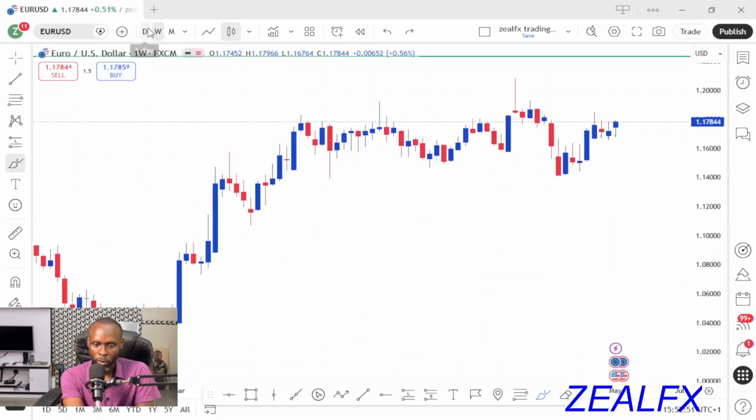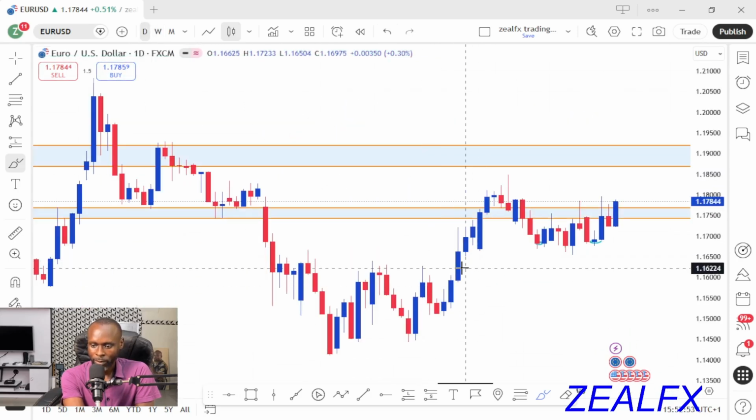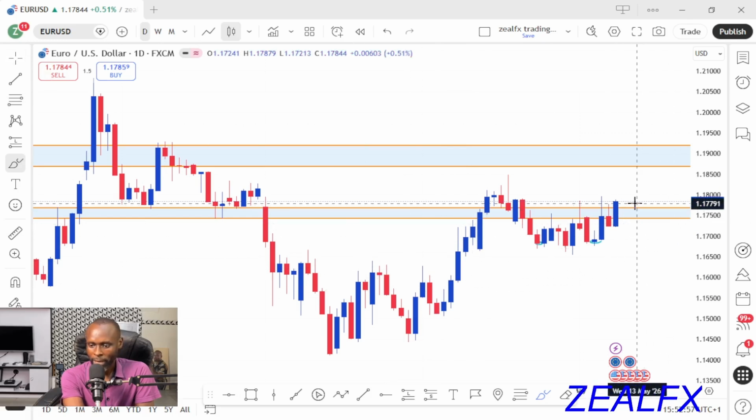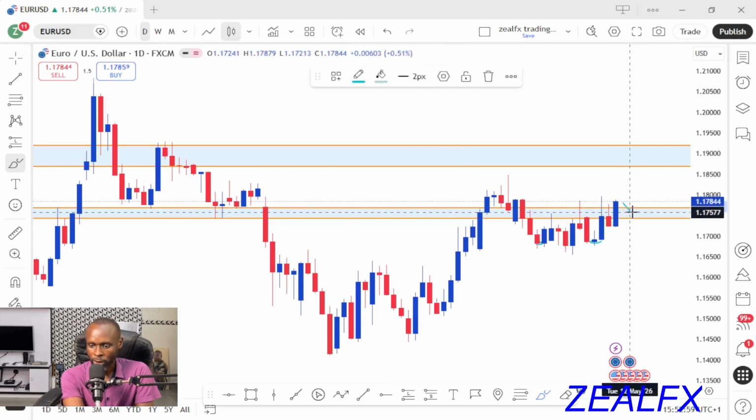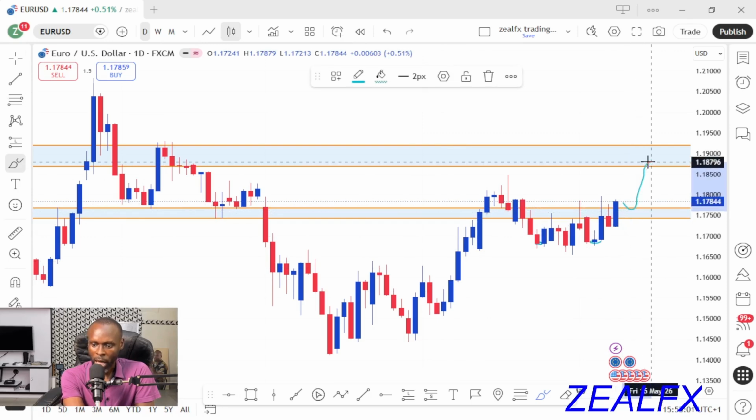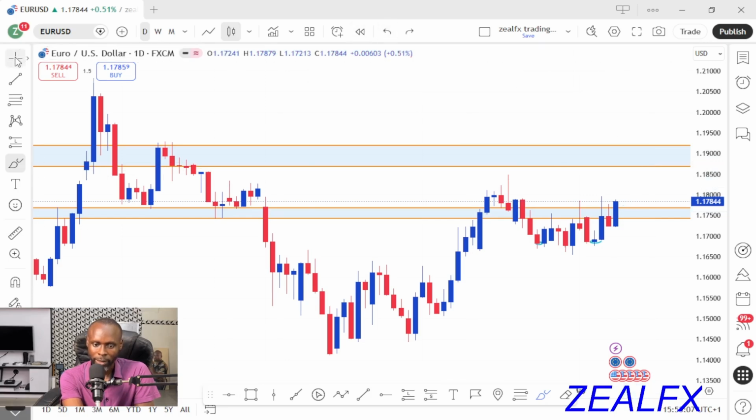So let's go back to our daily time frame. On our daily time frame now, our job is to wait for price to test back to this support area before we start looking for our buy to this next daily resistance level on the euro USD. So let's look at our next pair.